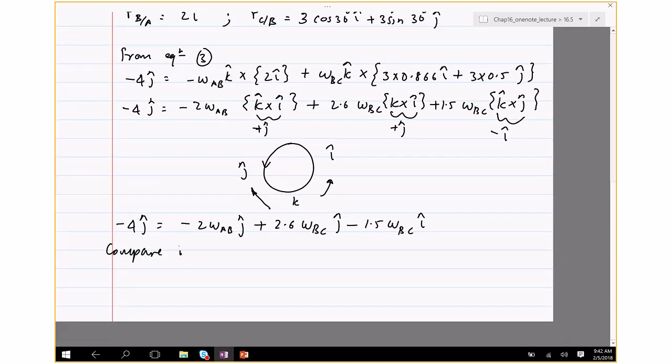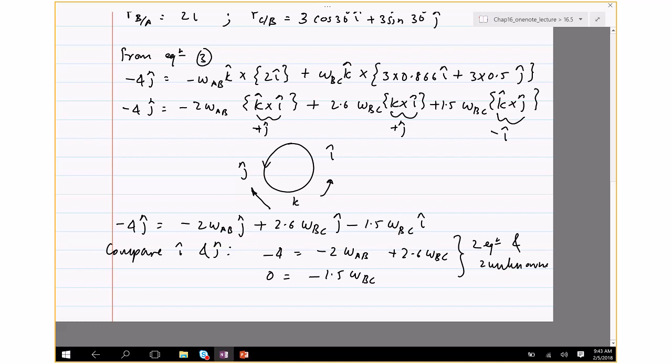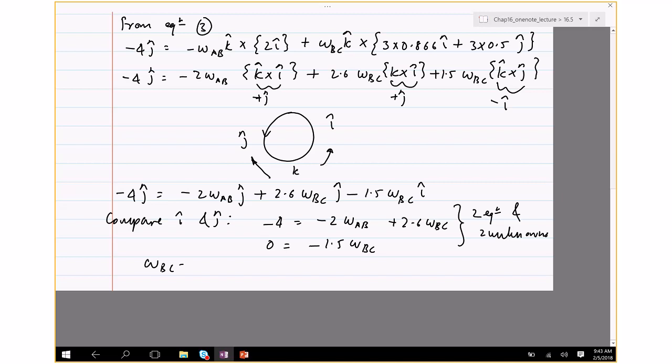Compare I and j gives me minus 4 equals minus 2 omega AB plus 2.6 omega BC, and 0 equals minus 1.5 omega BC, which means that clearly omega BC is 0. So 2 equations and 2 unknowns. You get omega BC is 0 from the second equation, and if you put that in the first one, you get omega AB is minus 2. Well, plus 2, sorry.